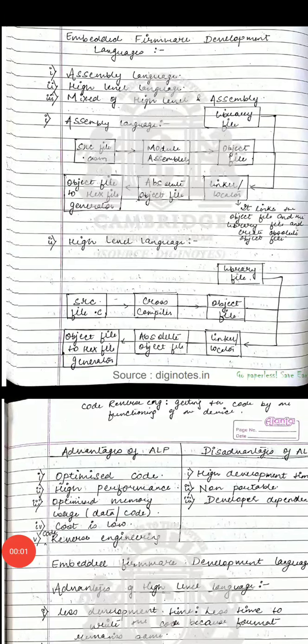Hello everyone, in this lecture we are going to discuss embedded firmware development languages. Here firmware means it's software. There are many languages for developing embedded software. Here we have three types of languages. The first one is assembly language, the second one is high level language, and the third one is a mix of high level and assembly language. First we will see assembly level language.